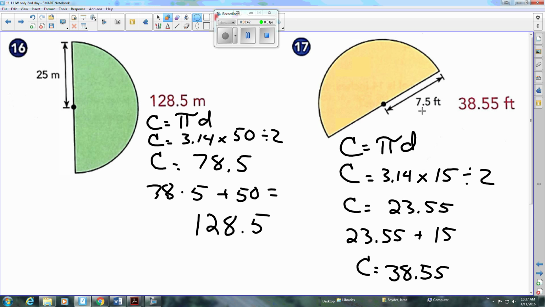7.5 plus 7.5 is going to be 15, times 3.14, divided by 2 is going to be 23 and 55 hundredths. Then we add on that additional 15, and you get 38.55.